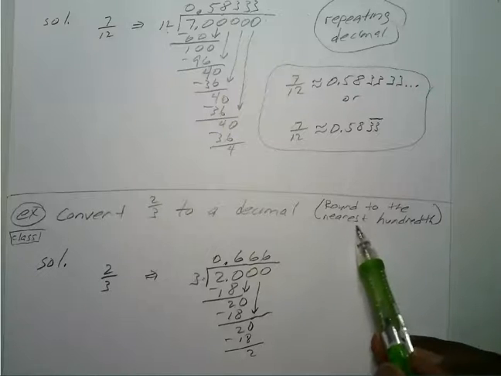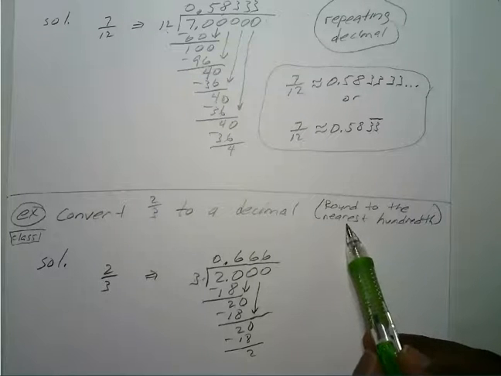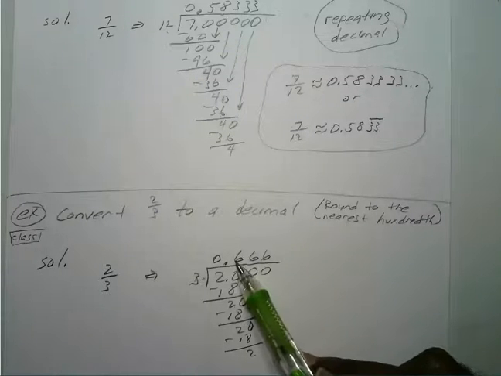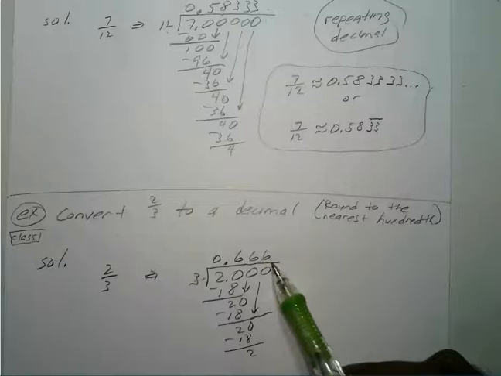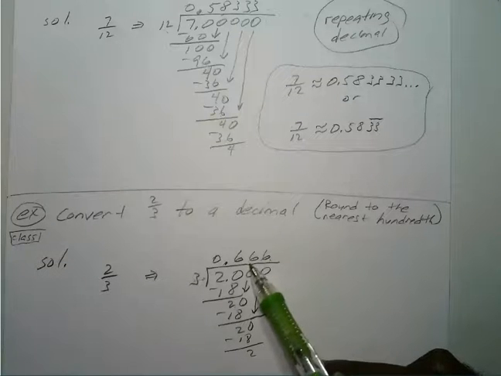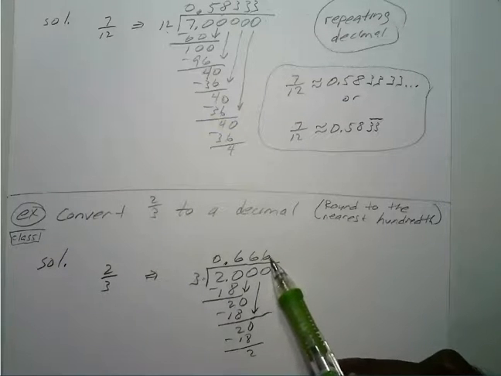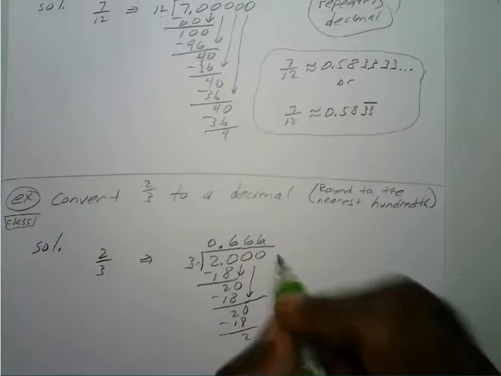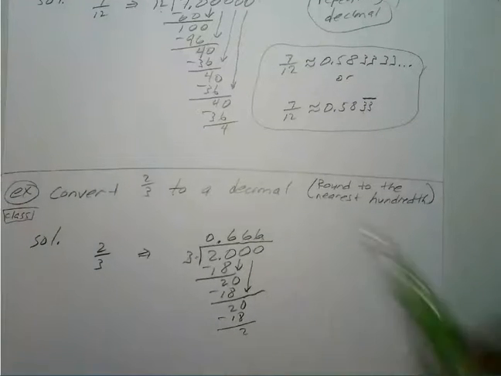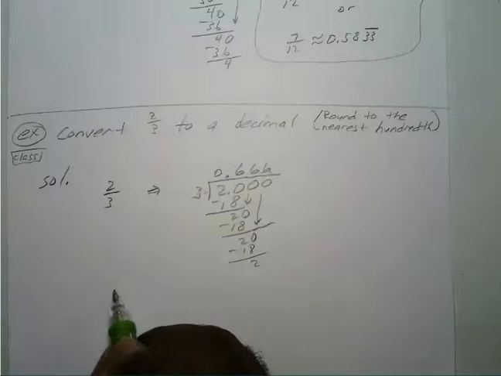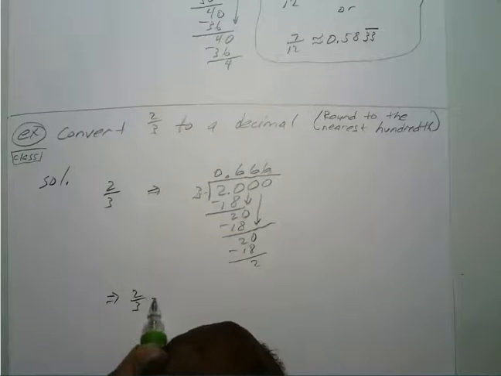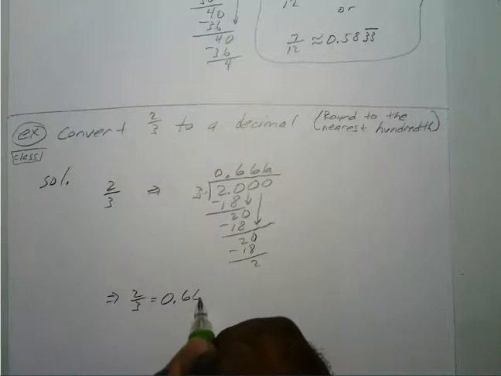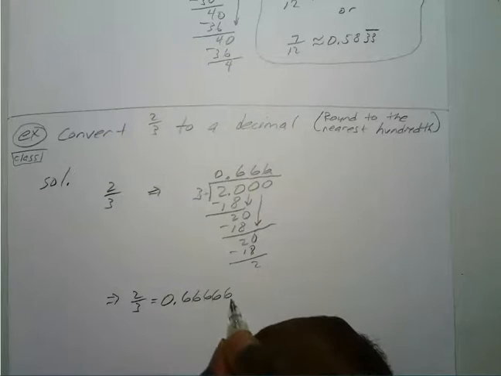Now we can see here that we want to round to the nearest hundredth. So we have tenth, hundredth. So we need at least the thousandth spot. So we don't have to do any more, because if we're rounding to the nearest hundredth, we need at least the thousandth spot. So we see that 2/3 is equal to 0.66666, and it'll keep on going forever and ever.